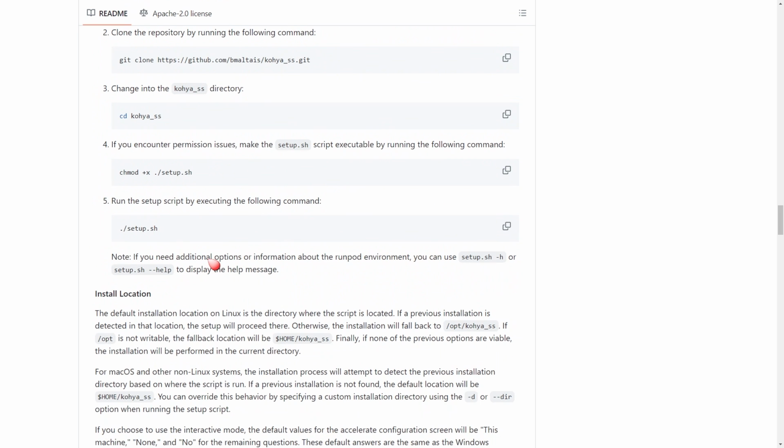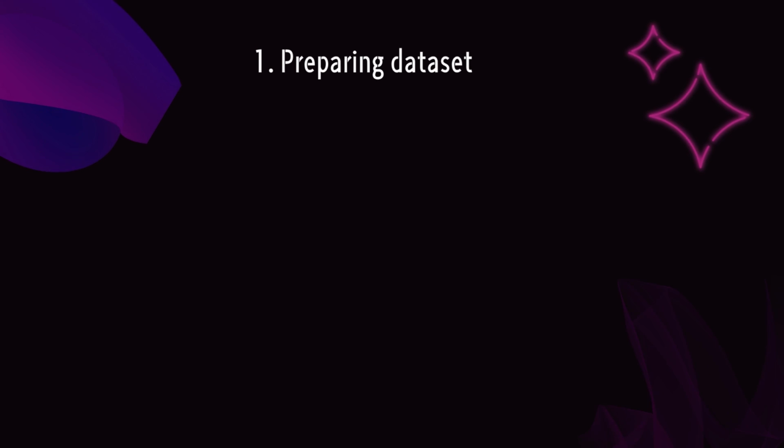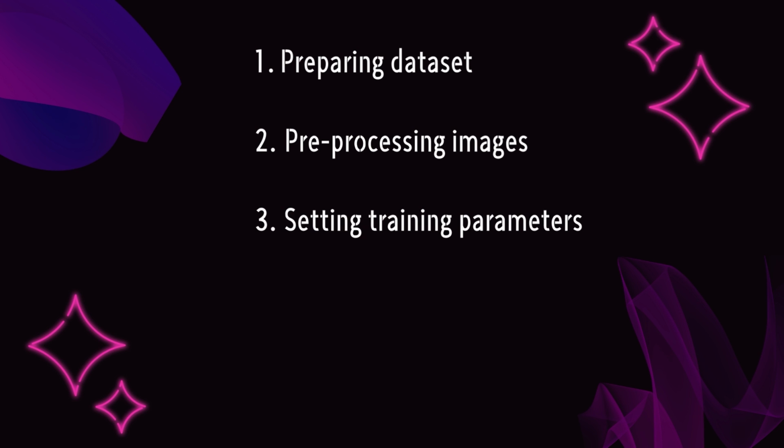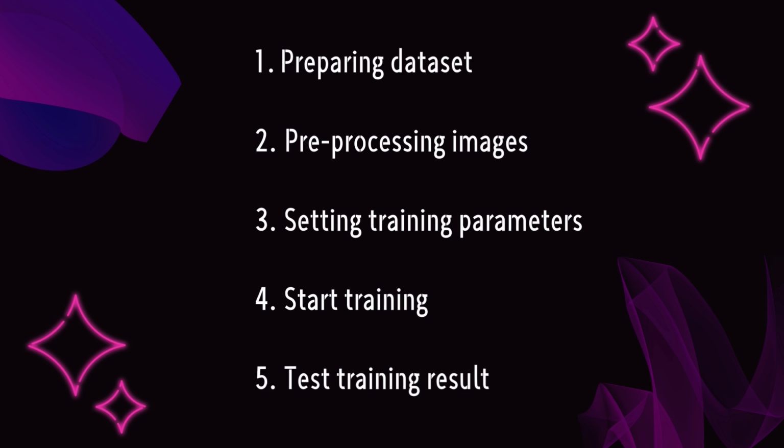Once you've got Koya ready to roll, the training process kicks off. It's pretty similar to text inversion, which I covered in my last video. Here's the breakdown. Number 1, prep your dataset with the images you want to train on. Number 2, get those images ready, crop them and add captions. Yeah, you heard that right, captions. Number 3, dial in the training parameters in Koya. Number 4, hit start and watch the magic happen in your command line. Number 5, test out the results and pick the best LoRA file.